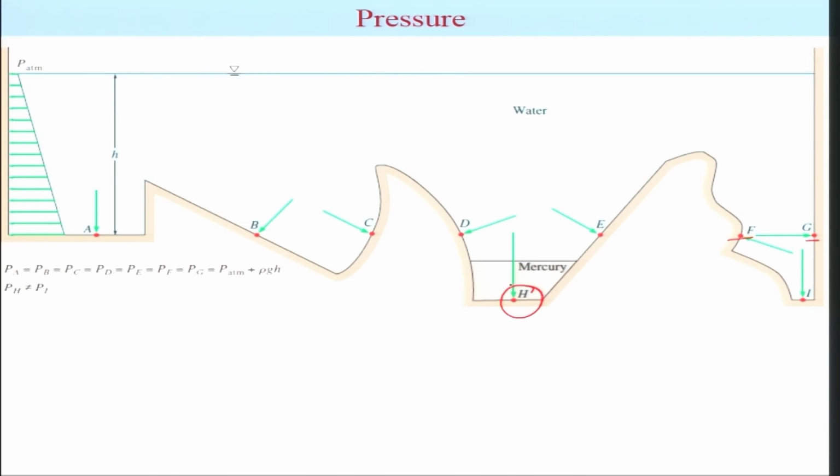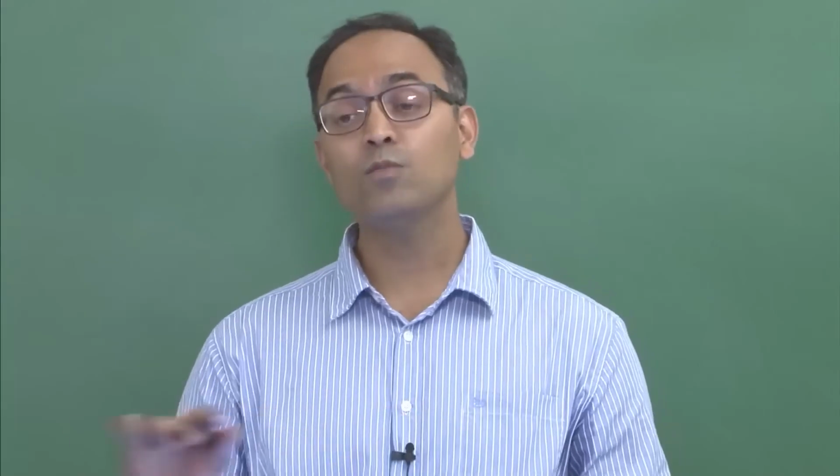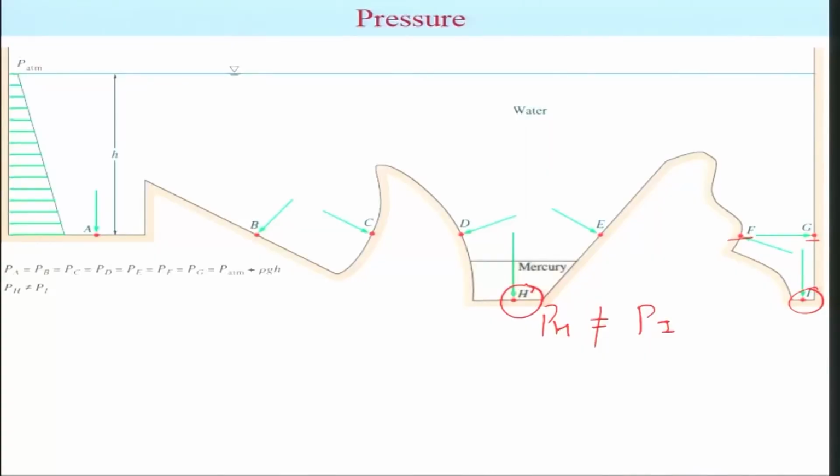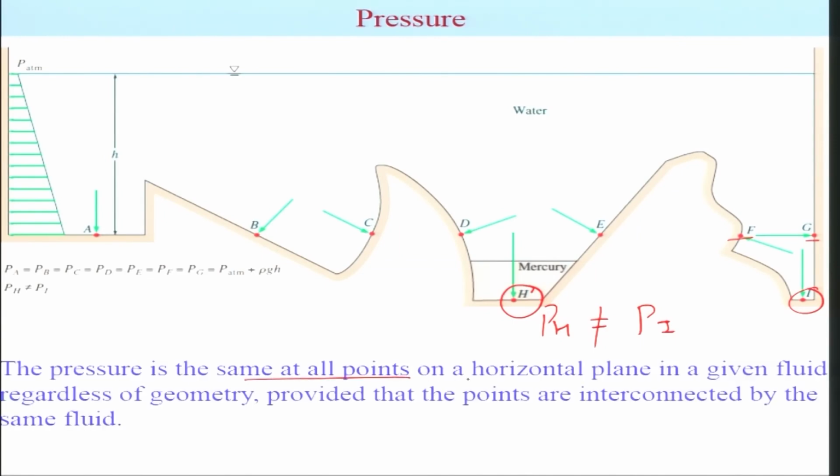But the pressures at H and I are not the same. Though they are at the same horizontal plane, they contain different fluids, and hence you have to make use of the differences in the density, which we'll talk about later. So the pressure is the same at all points on a horizontal plane in a given fluid regardless of the geometry, provided that the points are interconnected by the same fluid. It's extremely important that they have the same fluid.